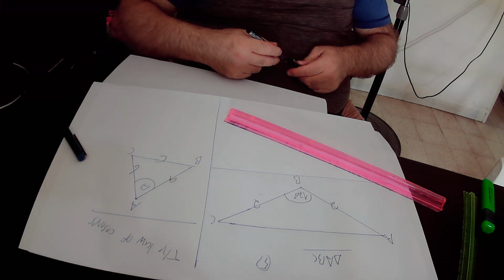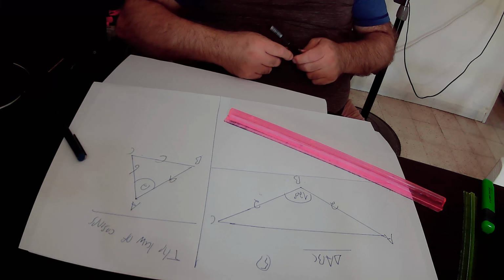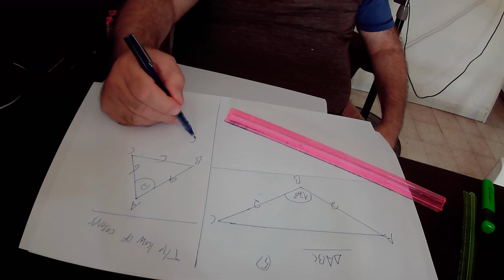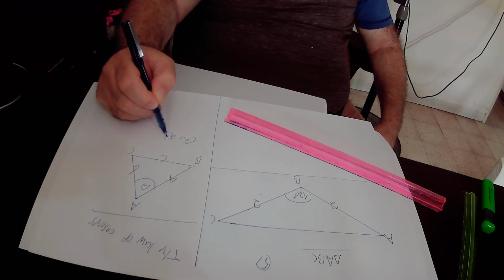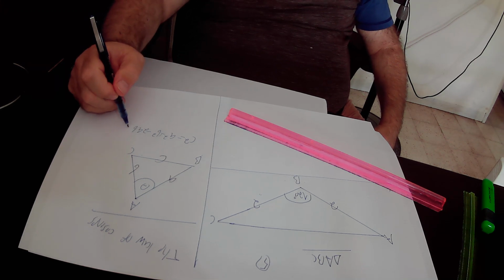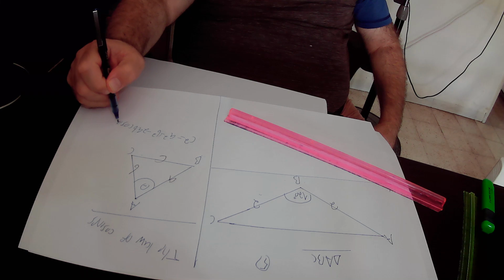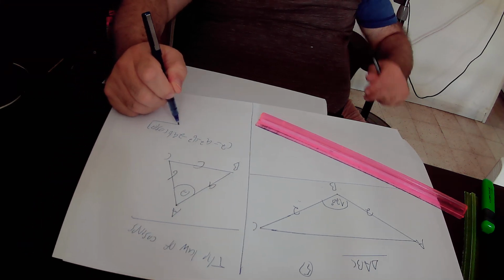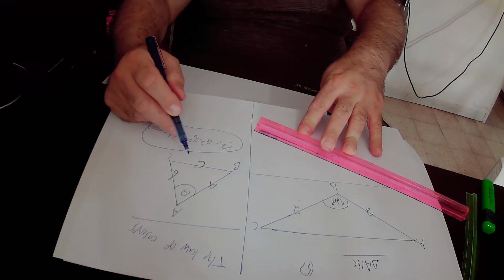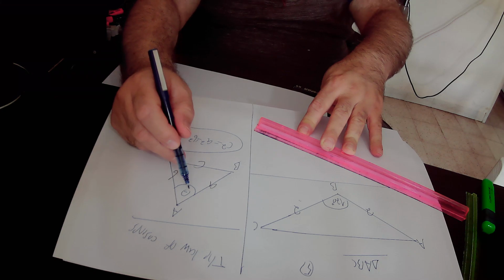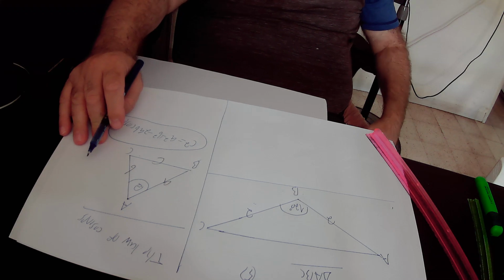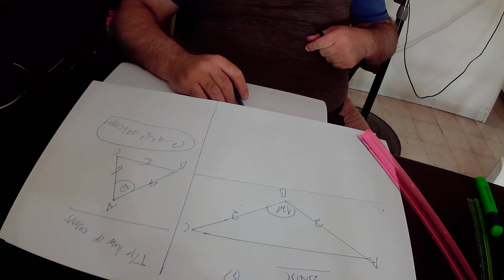According to the law of cosines, in this triangle ABC, that could be any triangle, C squared equals A squared plus B squared minus 2 times A times B times cosine theta. Repeat again, in any triangle, C squared equals A squared plus B squared minus 2 times A times B times cosine theta. We can implement the law of cosines in our triangle, because it is true in any triangle.